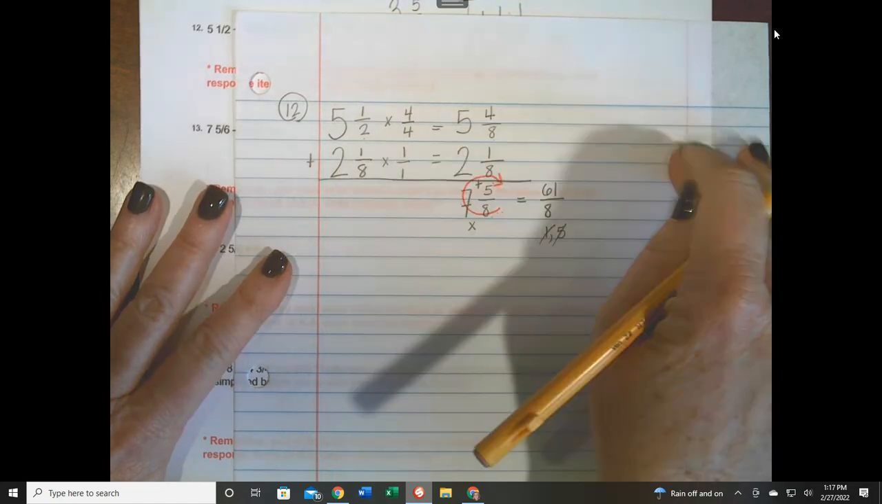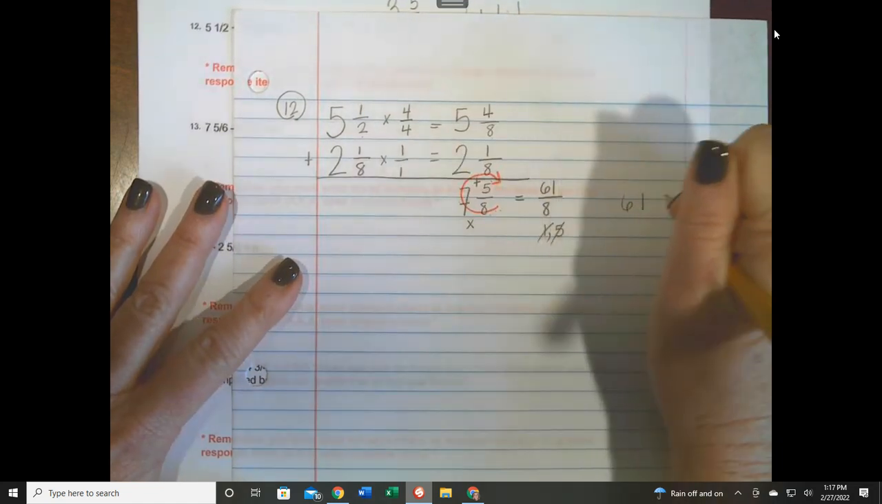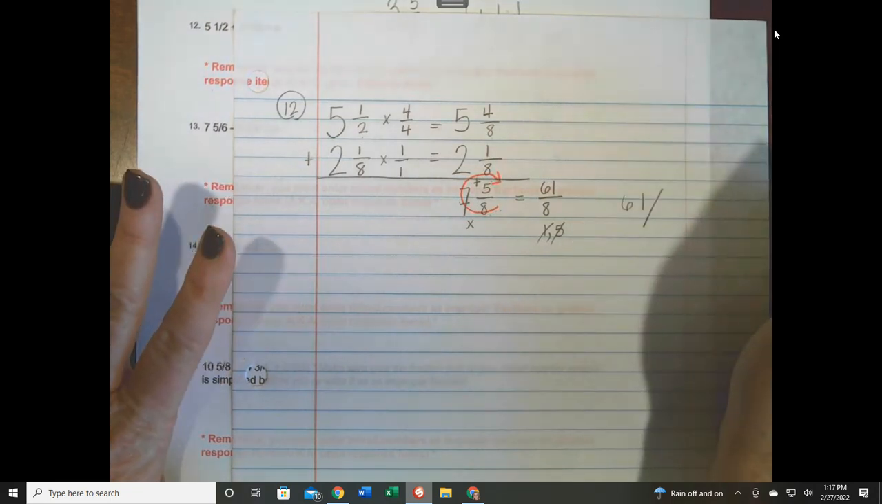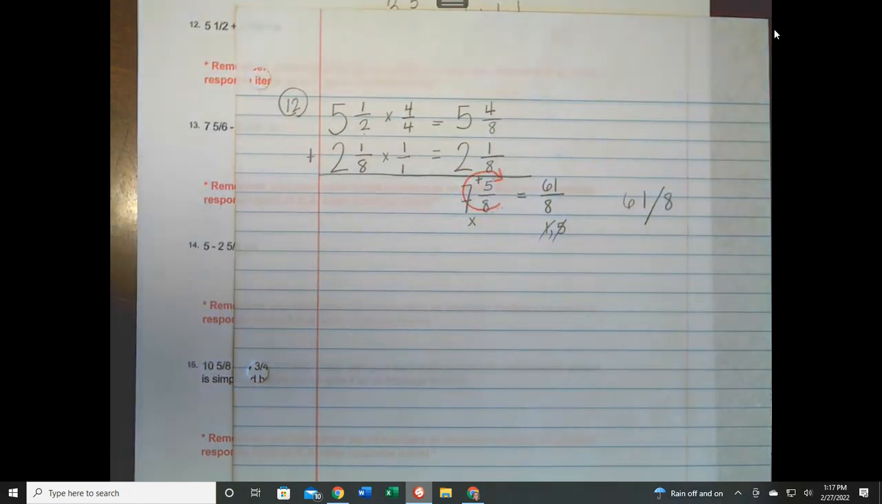So when you typed that in on your computer, you type 6 1. The forward slash is what we use on our keyboard for the fraction bar. And then you keyed in the 8. And then your answer would have been correct.